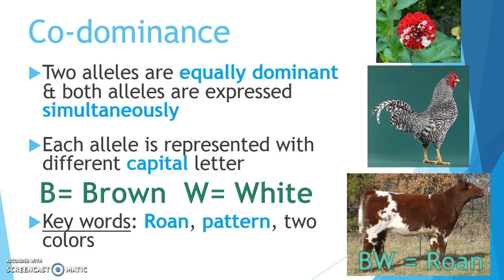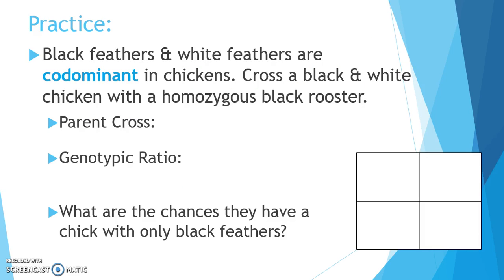So when you see a problem that mentions a heterozygous individual being roan or having a pattern, or maybe it doesn't say roan, maybe it doesn't say a pattern, but maybe it talks about two different colors, like a black and white chicken, that is an example of a codominant problem. And this chicken is BW, not for brown and white, but for black and white. And so the flower up here is red and white. Its genotype would be RW, for red and white. Now let's try the practice.